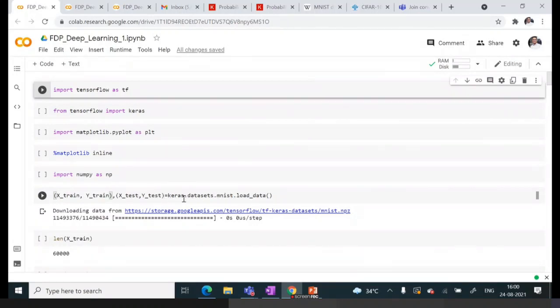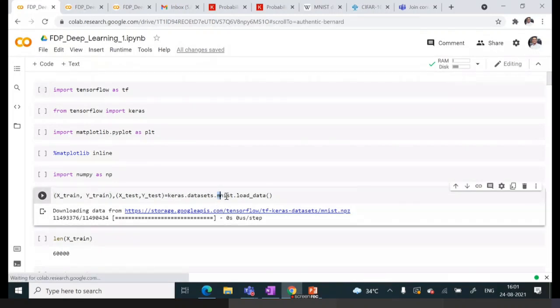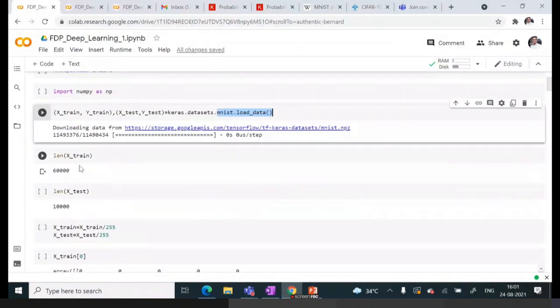This dataset is by default available with a function call, keras.datasets.mnist.load_data. This will automatically download the data for us. The split is by default like this: your training data contains 60,000 images and your test data contains 10,000 images. And I have used four variables here: xtrain, ytrain, xtest, ytest.